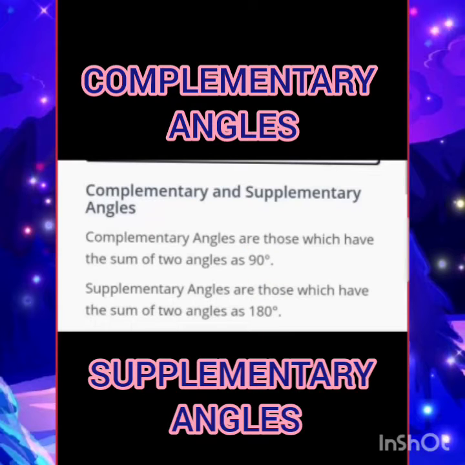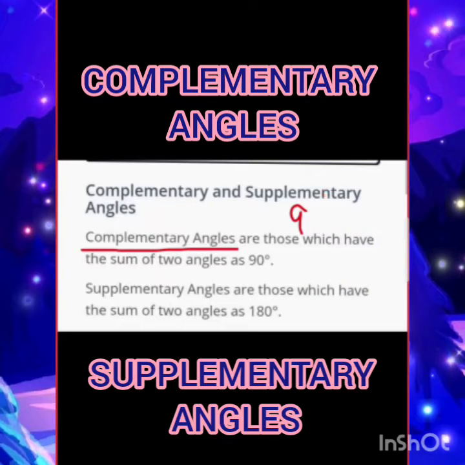Now suppose I give you an example. If somebody asks you what is the complementary angle of 40 degree, then of course you will say 50 degree, because you will quickly subtract 90 minus 40, which gives the result 50 degree. So in such a case, complementary angles can be defined as two angles whose sum is equal to 90 degree.